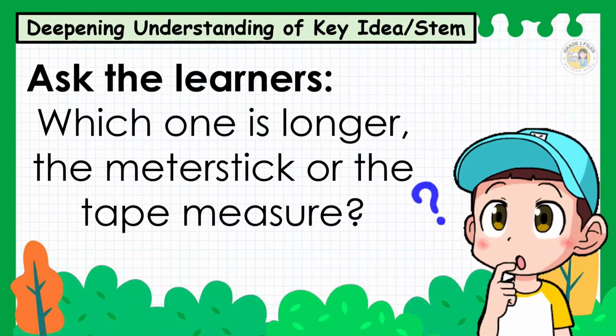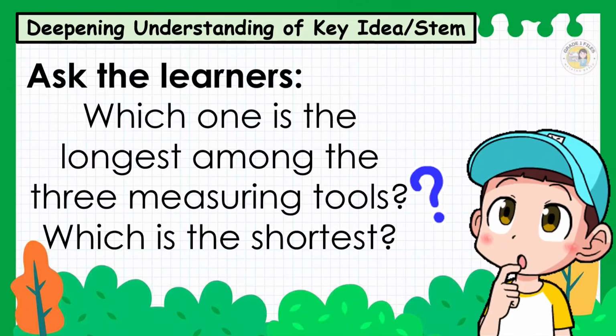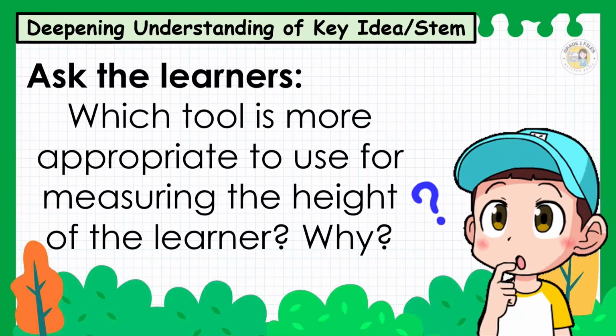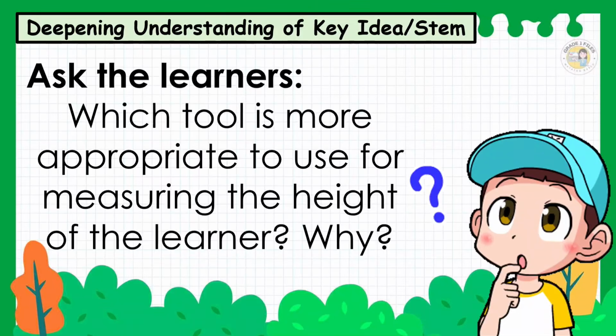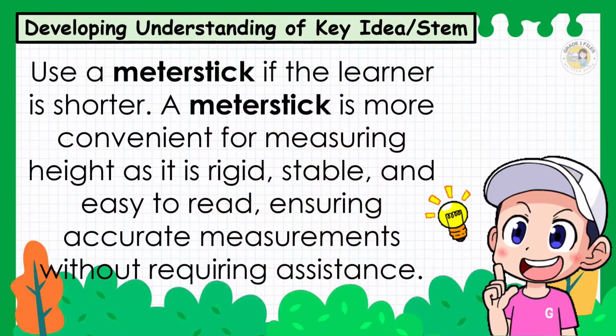Which one is longer, the meter stick or the tape measure? Which one is the longest among the three measuring tools? Which is the shortest? Which tool is more appropriate to use for measuring the height of the learner? Why? Use a meter stick if the learner is shorter. A meter stick is more convenient for measuring height as it is rigid, stable, and easy to read, ensuring accurate measurements without requiring assistance.